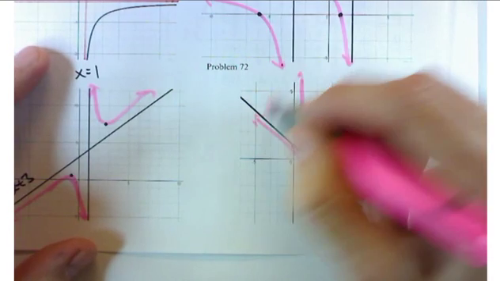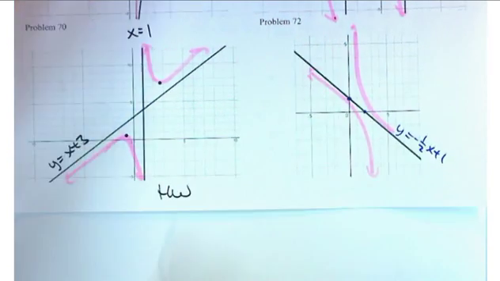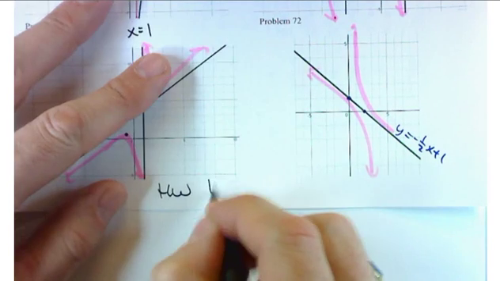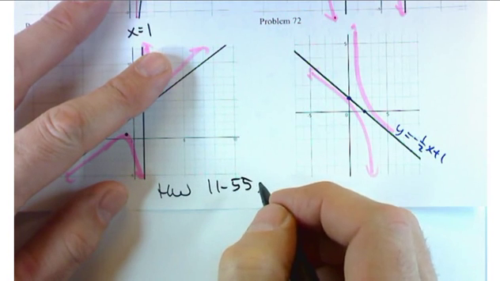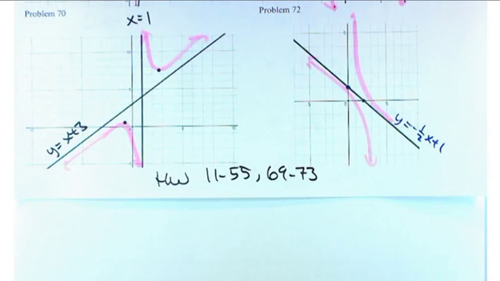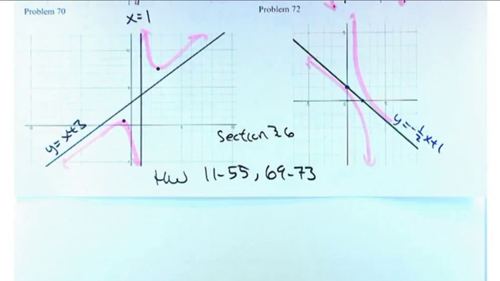Let me give you some homework and get us out of here. For homework, try 11 through 55 and 69 through 73. So those last handful are your slant asymptotes. That's 3.6, yes. All right, there's a test on Thursday.